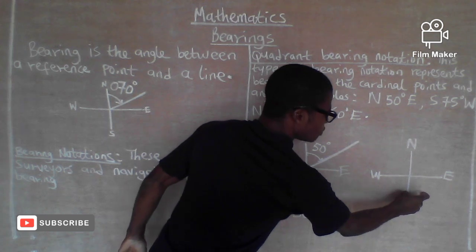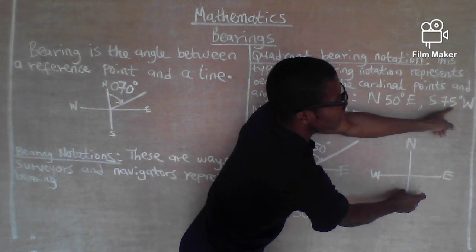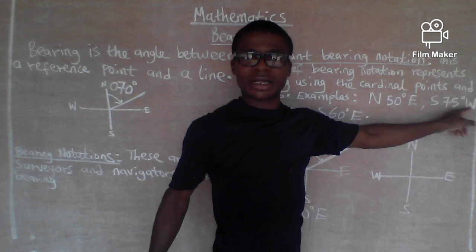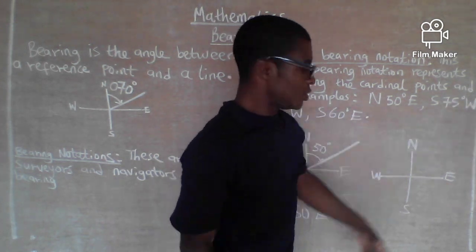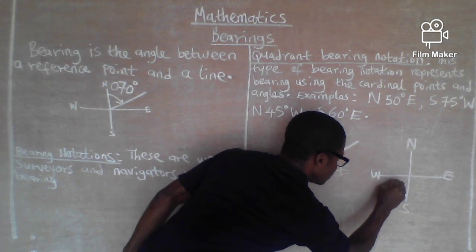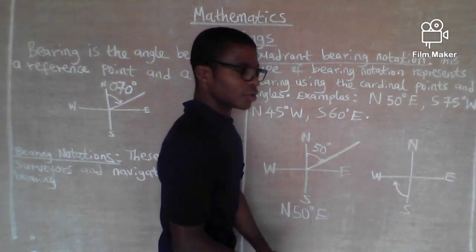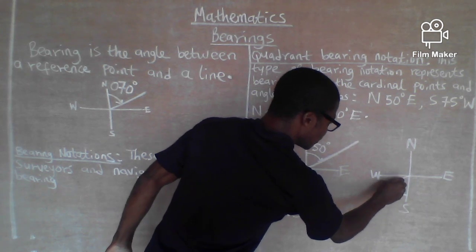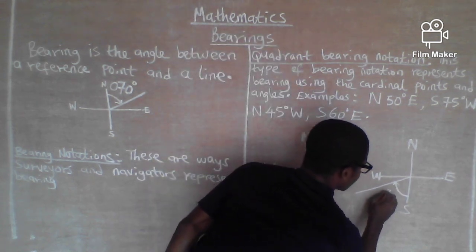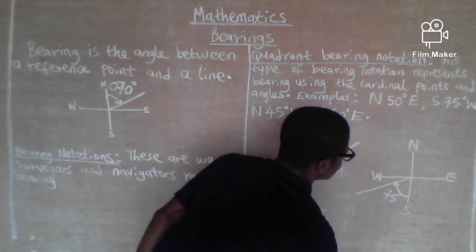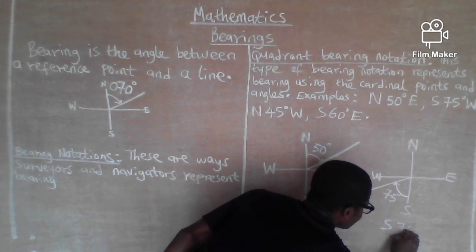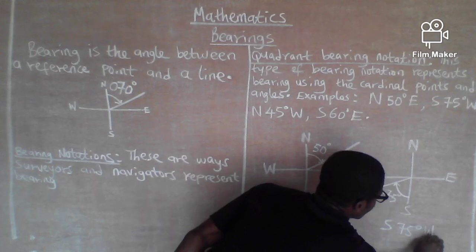So from this cardinal point south, measure 75 degrees to the west direction. I told you that the second cardinal point signifies the direction. So measure 75 degrees to the west direction. Where the 75 degrees stops, draw a line that signifies the distance traveled or distance to be traveled. So this is the representation of the bearing south 75 degrees west.